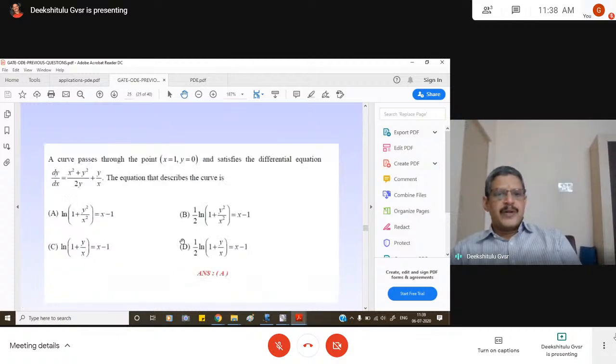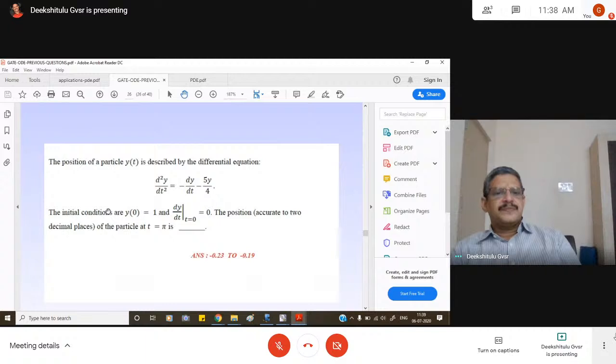A curve passes through the point x1, y0 and satisfies the differential equation, and so on. The equation that describes the curve is the basics of the method of inspection we have discussed. The position of a particle is given by d square y by dt square is equal to minus 4 dy by dt minus 4y, a constant coefficients equation. The initial conditions are given. The position of the particle at t is equal to pi. First find the solution of this and put these conditions. Evaluate C1, C2. Then get the solution at t is equal to pi.